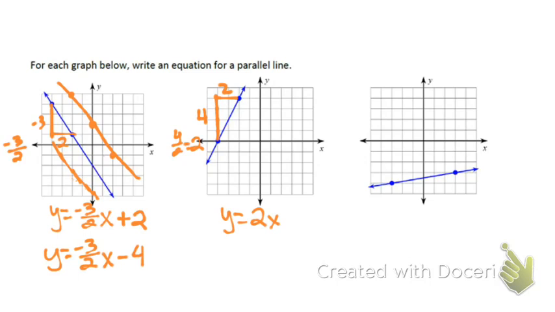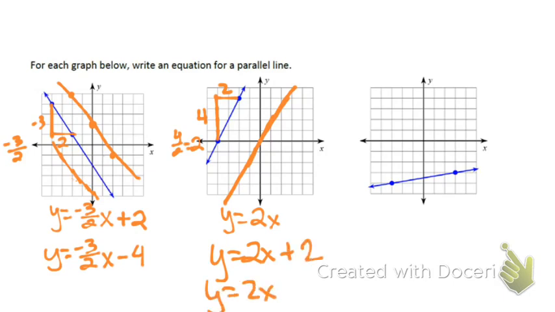And that would put my line going through the origin. Is it still parallel? Yes. Okay, or I could write y equals 2x plus 2. Or even y equals 2x minus 4. As long as they have the same slope and different y-intercepts, then they will be parallel. All right, try the last one with your group.